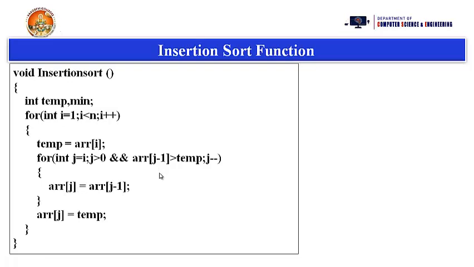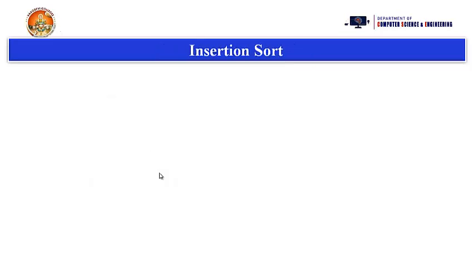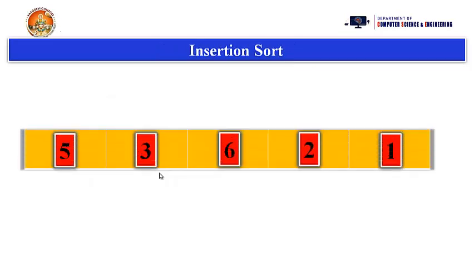But how will this insertion sort work? Now let's see this. Suppose the array consists of 5 elements: 5, 3, 6, 2, 1. So what is the size of the array here? That is 5, indices 0 to 4. And here I am taking the array name as A.